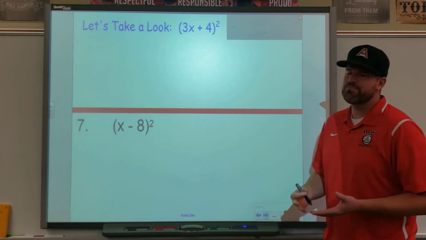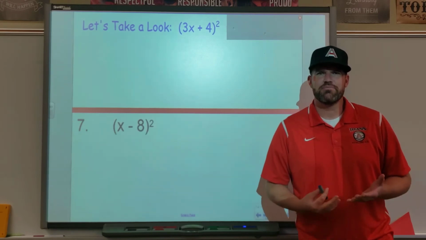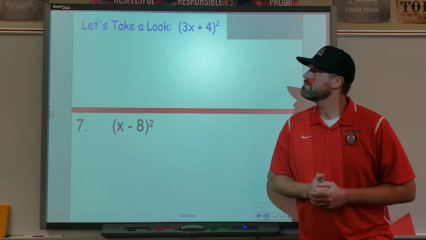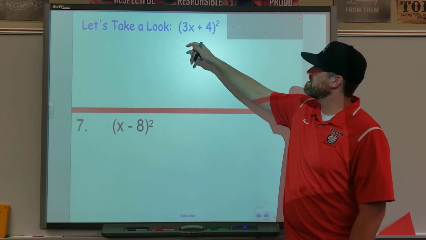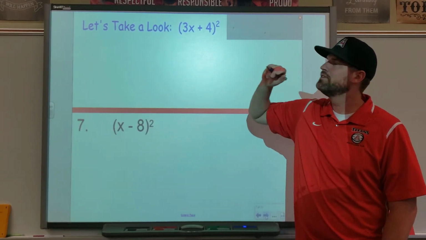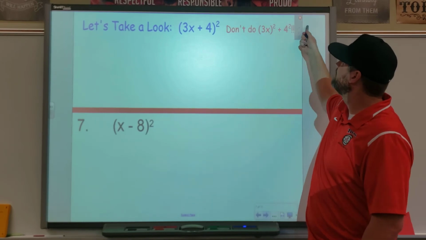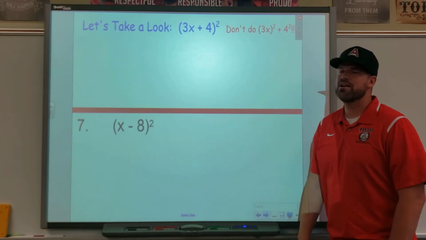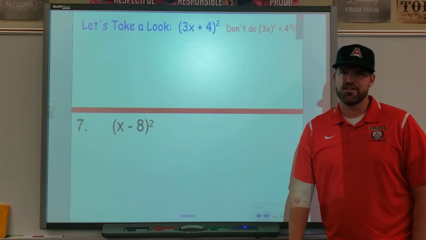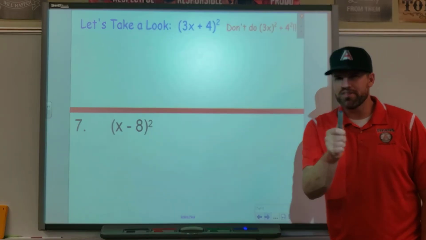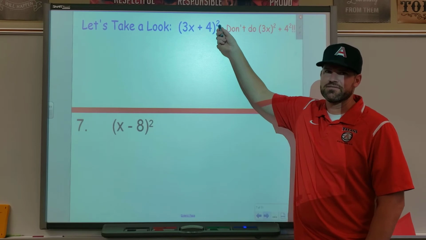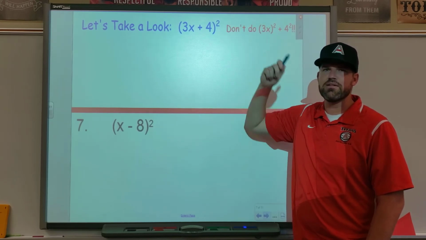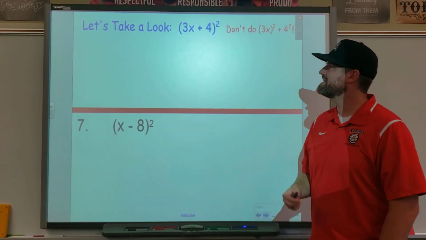Okay, this one always messes people up, so I throw it in here just to make sure we don't make this common mistake. Because a lot of people will see, oh, this is squared, and they'll just do 3x squared plus 4 squared. They'll do 3x squared plus 16 and call it good. But we know better than that. Because what does it mean to square something? Right? To square something means we're going to multiply it by itself.